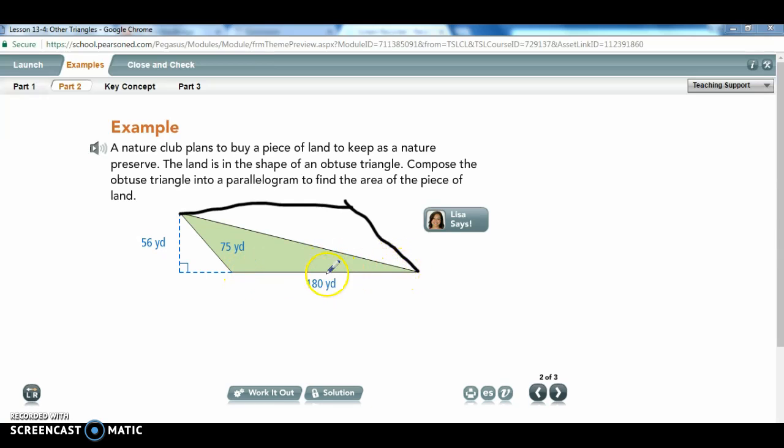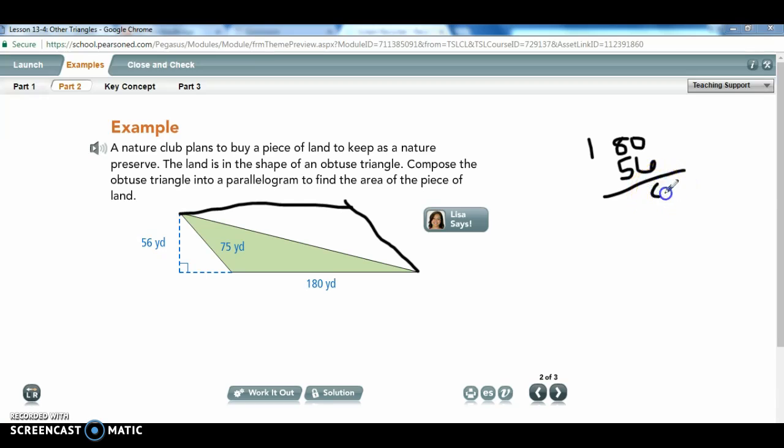Our base is 180. Our height is off to the side, but it's 56. Remember that this diagonal is not the height. The height is always perpendicular to your base. So we're multiplying by 56.